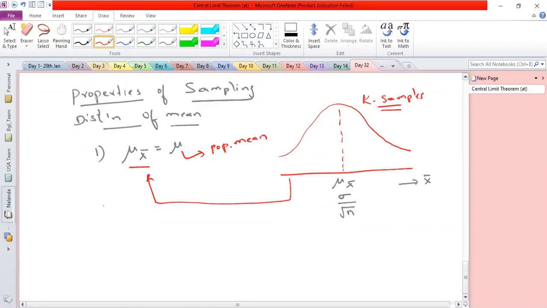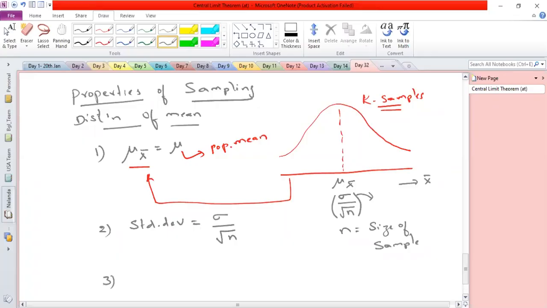Then the second property or second condition. The standard deviation is nothing but sigma by square root of n. N is the size of the sample, whereas this sigma is the standard deviation of the population. How do you derive this? You don't need to bother about it, you don't need to go through that depth. But remember this information.